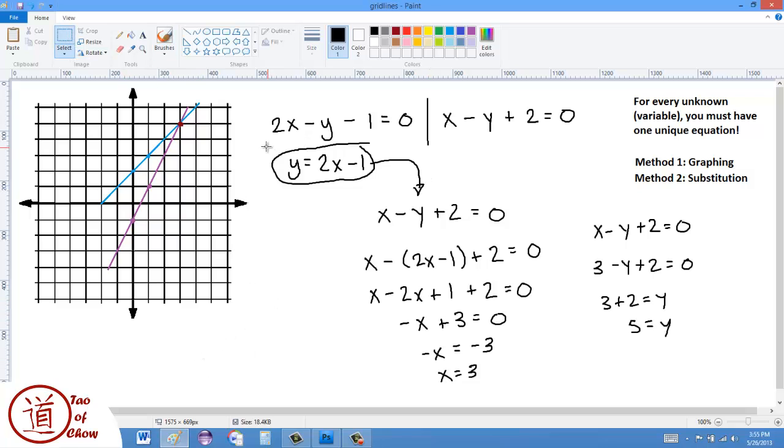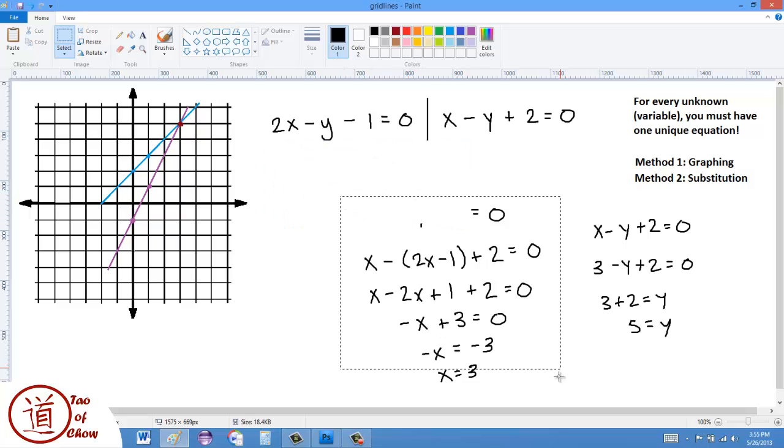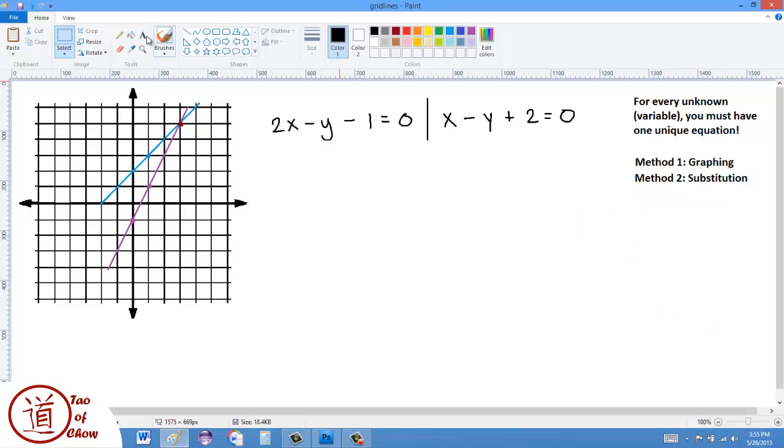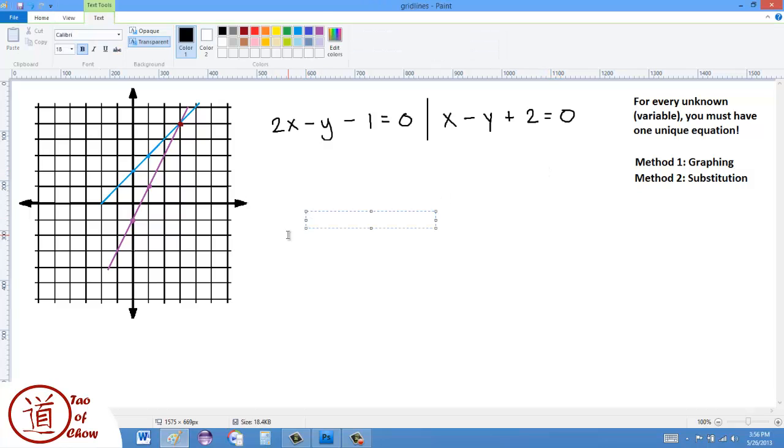That's substitution. To review, with substitution we express one of the equations in terms of either x or y, and then use that expression to substitute into the second equation, and that's how we solve it. Okay, so method 3 is one called elimination.